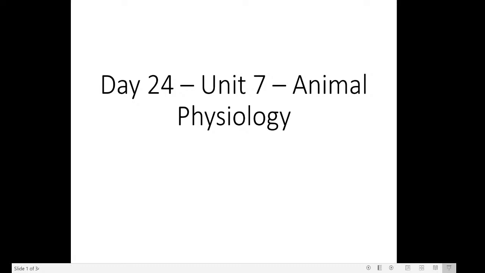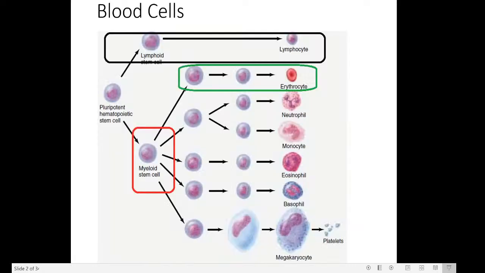Okay, today we are going to discuss unit 7. It's animal physiology. In this animal physiology, we are going to discuss some zoology-related subjects. First thing in zoology, we want to understand the blood cells, and how they are produced.